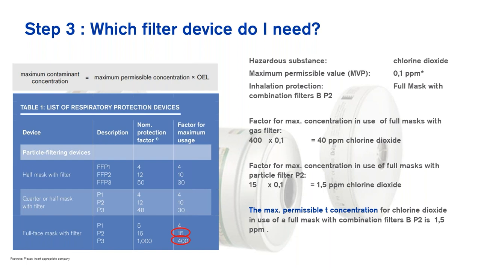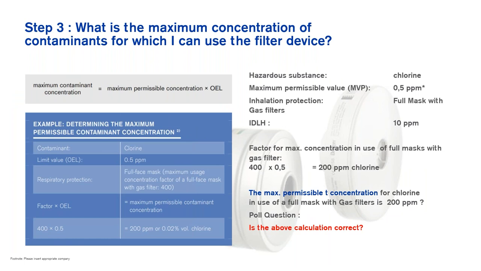So next, I will share another example over here. In this example, we have chlorine itself. So chlorine, we have the maximum permissible value of 0.5 ppm. We will use an example with a full face mask with the gas filter. But do take note, there is an IDLH of 10 ppm. So based on the calculation we gave earlier on and how we do the calculation for maximum gas concentration, 400 times 0.5, which is 200 ppm. The maximum permissible concentration for chlorine will be 200 ppm.